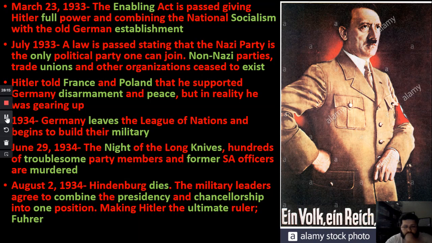Now, Hitler told France and Poland, because France and Poland were like, "Hey, Germany, you can't have an army. You agreed on that in the World War One treaty. You won't have an army." And he goes, "No, no, no, no. We won't have an army. We won't be carrying weapons. We want peace. I don't know where you're getting this idea. Did anyone say anything about us having an army, having guns? No? No, right? I don't know what you got. France, Poland, calm down, relax. We're not doing that kind of stuff."